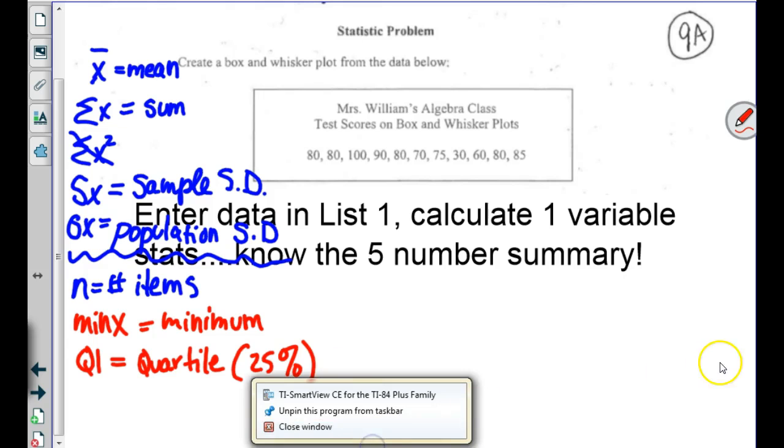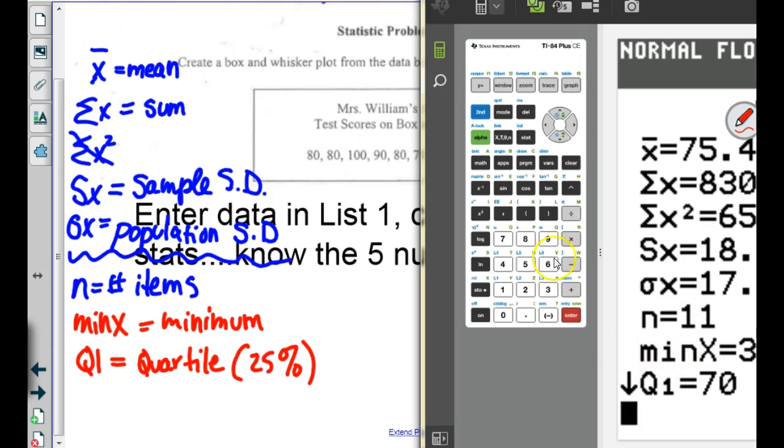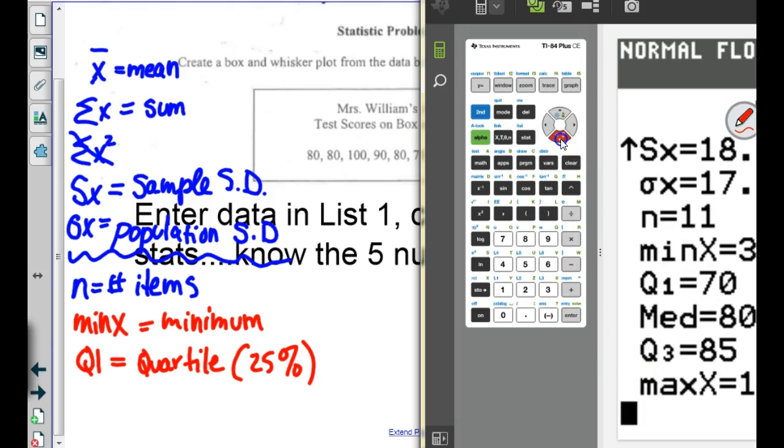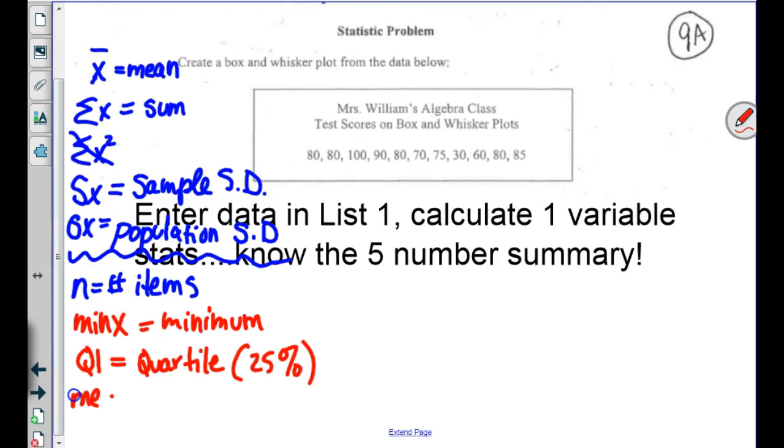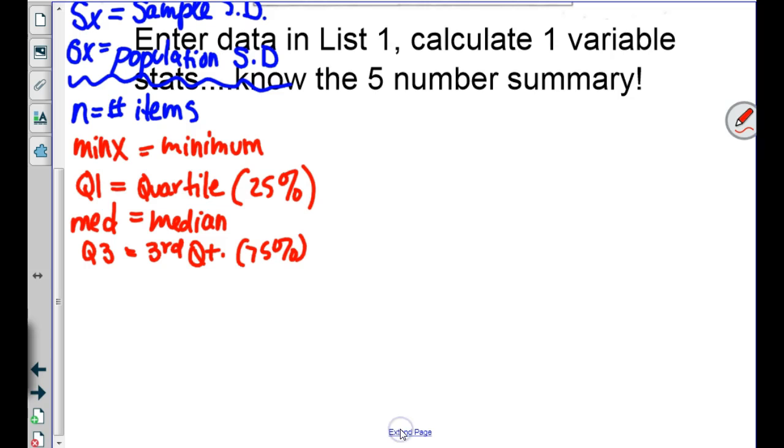Do you notice just to the left of that, there's a little arrow? That means we need to keep scrolling down. I'm going to scroll all the way down. There are 3 more numbers hidden under there. Can you guess what they are? What's MED stand for? Yep. And the next one is Q3, which is the third quartile, or the 75% mark. And the last one is just max, isn't it?